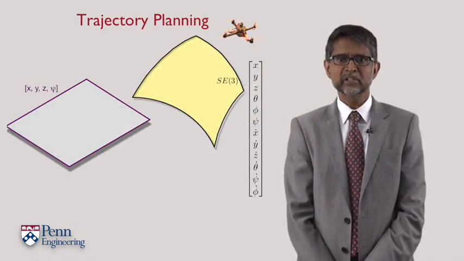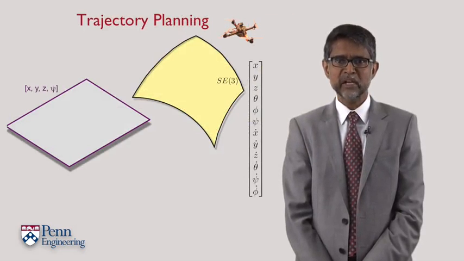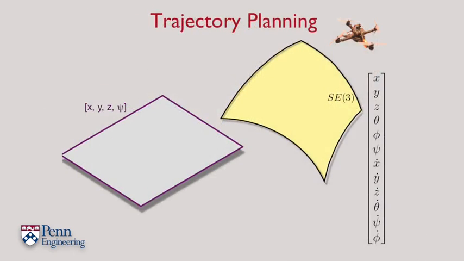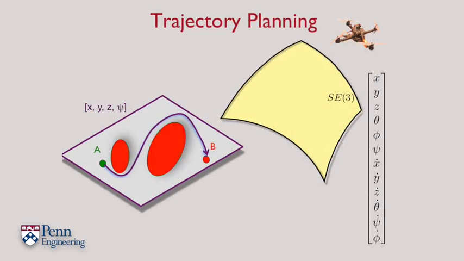Rather than think about the dynamics of the system when we plan trajectories, we can focus our attention on the flat space on the left-hand side. We can think about mapping obstacles onto this flat space and planning trajectories that are safe, provided these trajectories are smooth. If they are smooth, since these are the flat outputs, we're guaranteed to be able to find feasible state vectors and inputs corresponding to these trajectories.